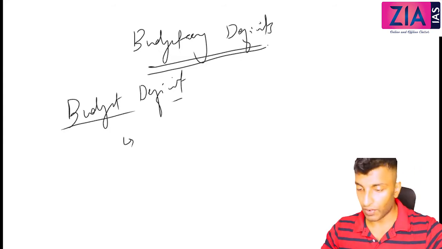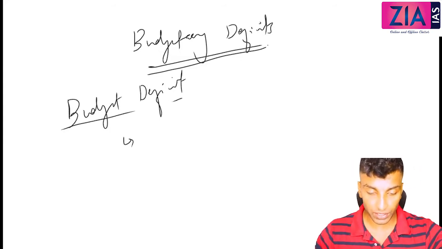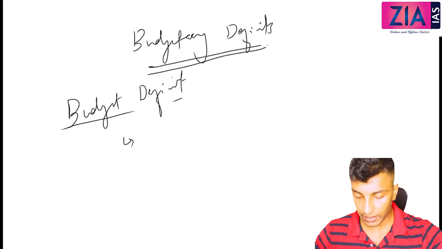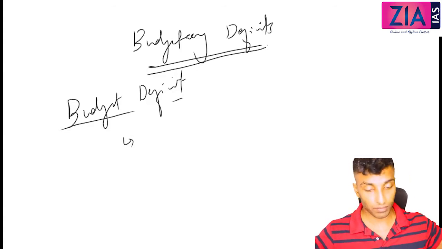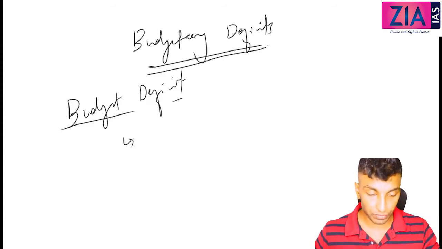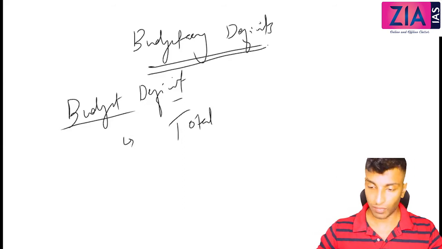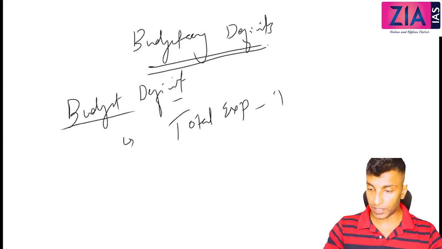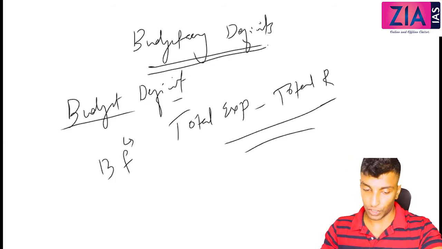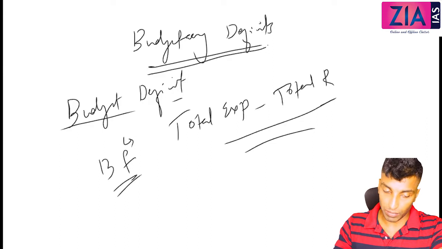Just write one line. It is the excess of total expenditure over total receipts of the government. Okay, so it is the excess of total expenditure minus total receipts. So that is what budget deficit is.